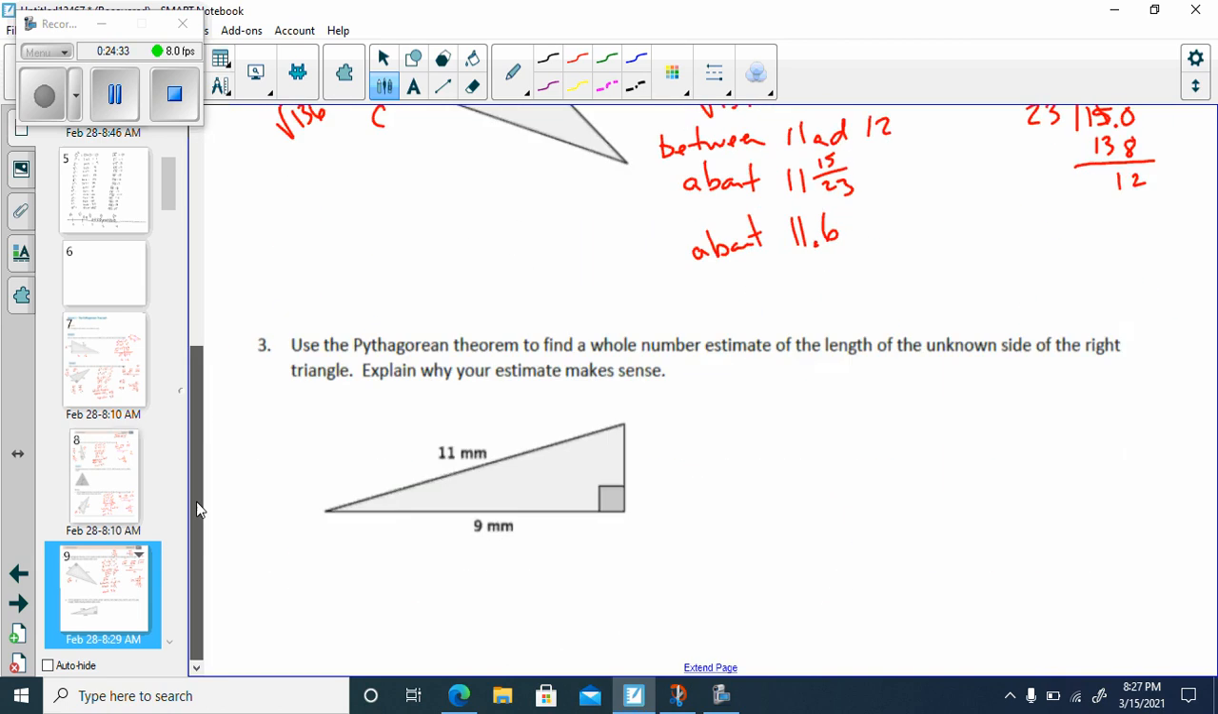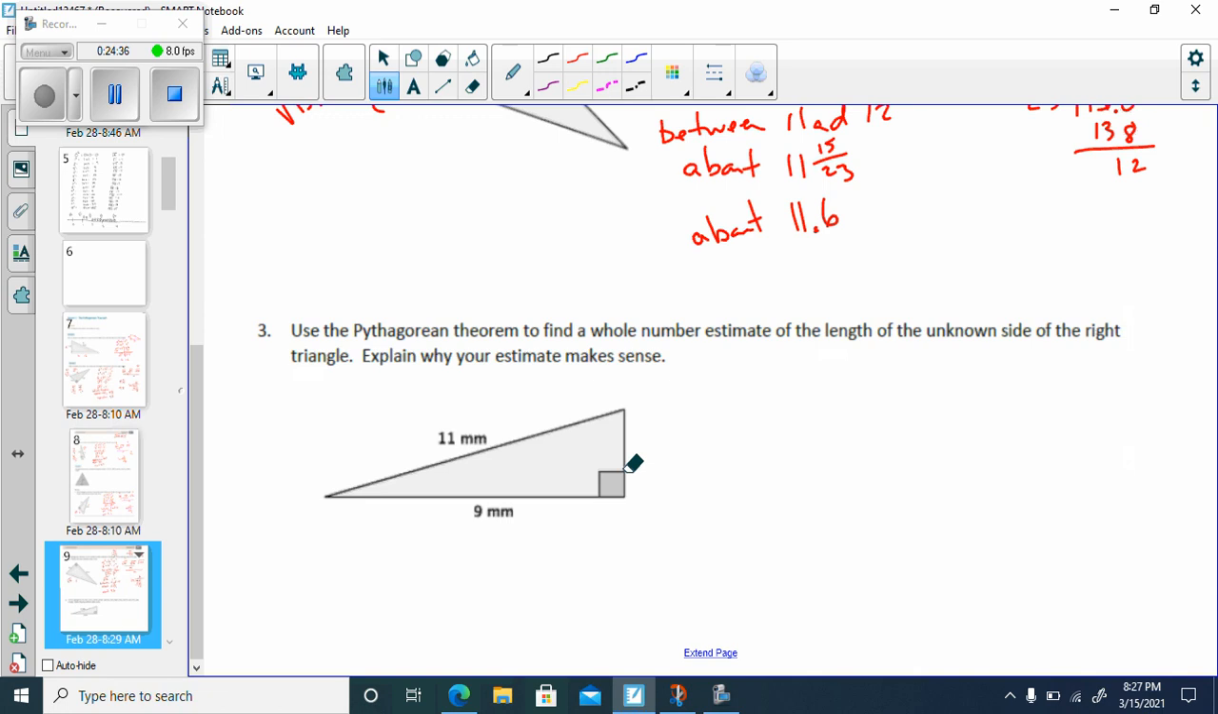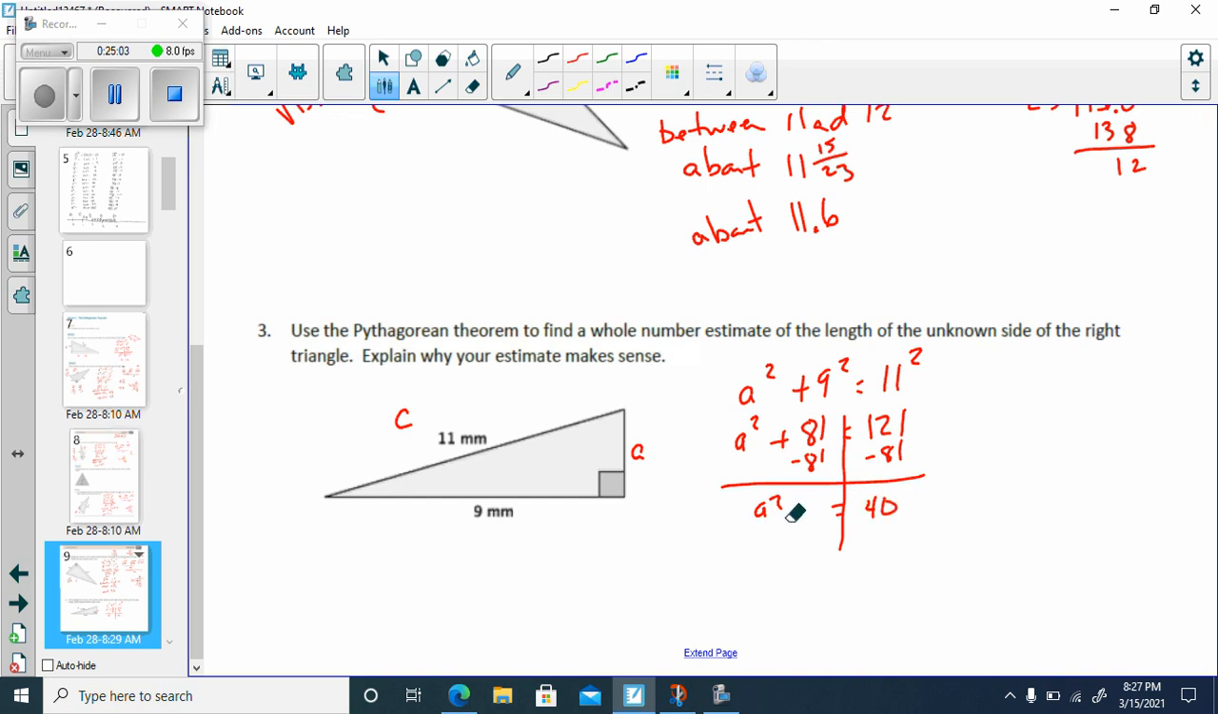And let's go to the bottom of this and let's do this one. We're looking for this side. Your c is across from your right angle. This could be our a or b, it doesn't matter. This could be a squared plus 9 squared is equal to 11 squared. That's a squared plus 81 is equal to 121. We've got to go across the equal sign, so we subtract 81 from each side. And your a squared would be equal to 40. Okay, we need to take the square root of that. a is equal to the square root of 40.